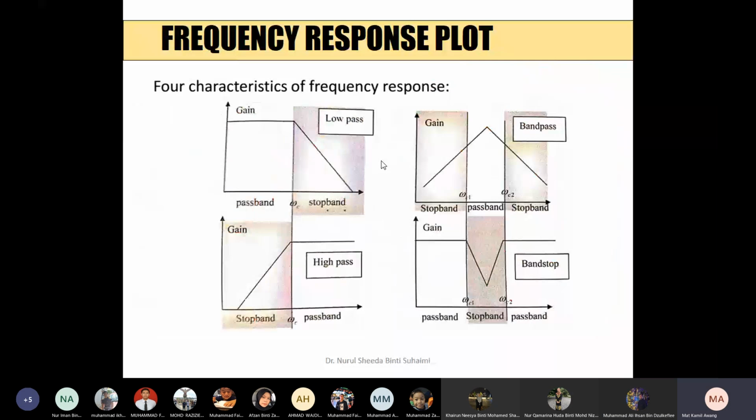These are the 4 characteristics of frequency response of a filter. This is a low pass filter where you have a gain, and this is at the pass band, and at stop band you have a roll off.